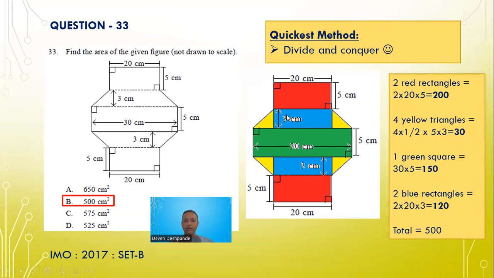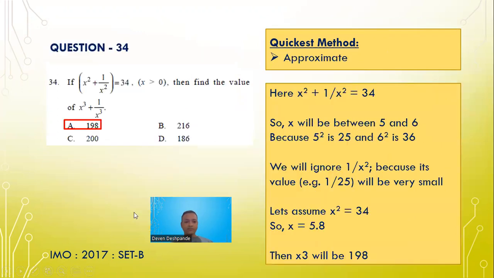And two blue rectangles, this and this. So what is the width? It is 20. And what is the height? It is 3. And two of these, so 2 into 20 into 3 is 120. If you add all this, the area will be 500. So the correct answer is 500 square centimeters.